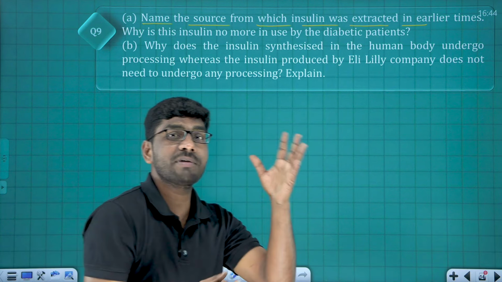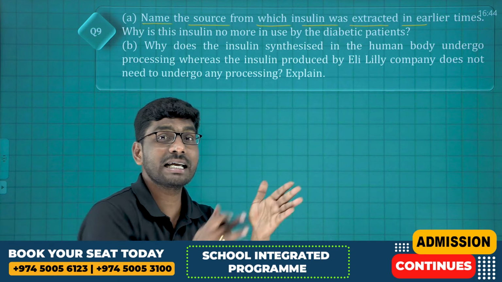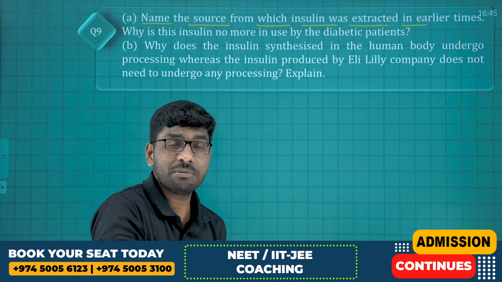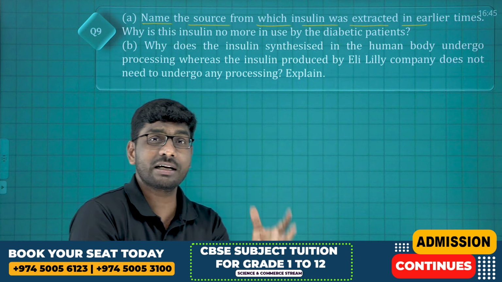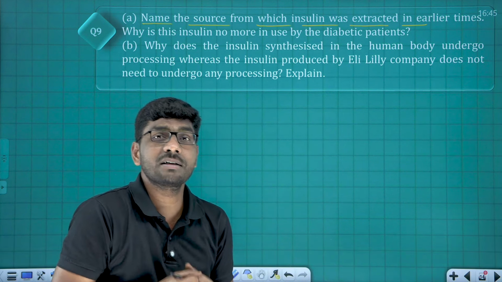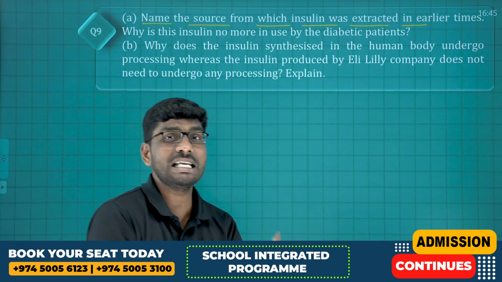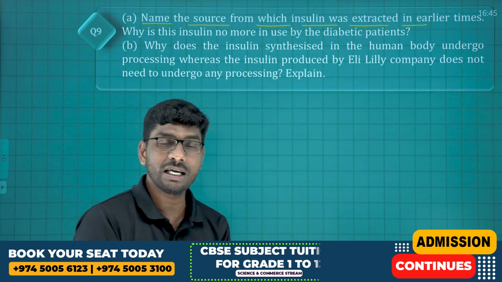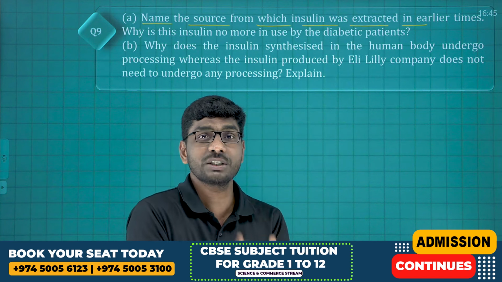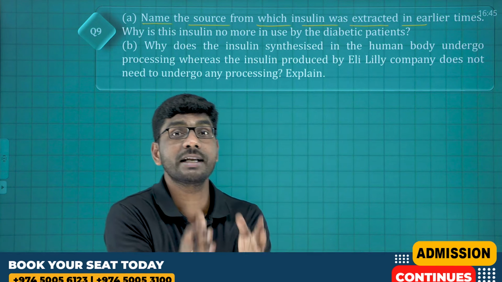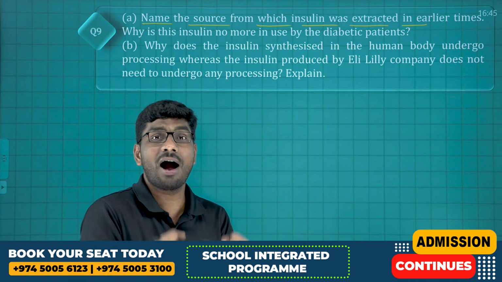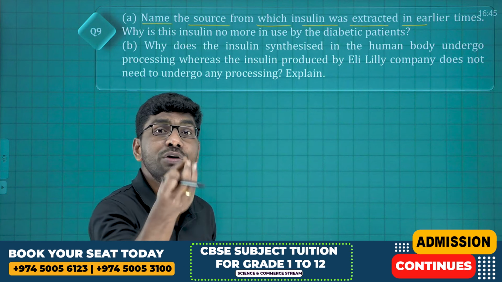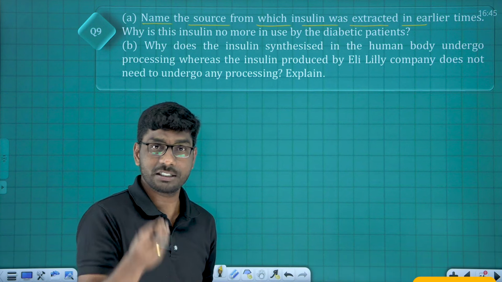Insulin was extracted in earlier times from slaughtered cattle and pigs. But that foreign protein was generating allergic reactions in the body. That's why we went to rDNA technology to obtain artificial insulin. Eli Lilly company first prepared artificial insulin, Humulin. I said, do you remember this one?